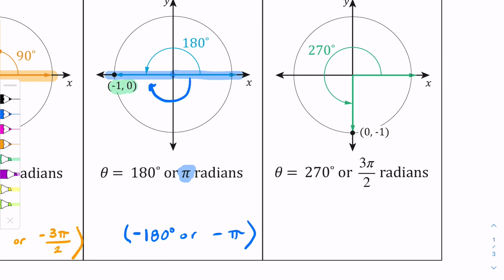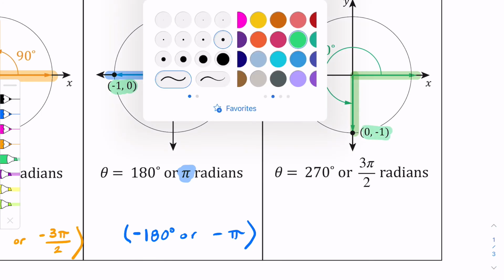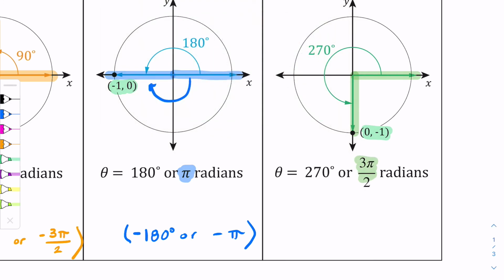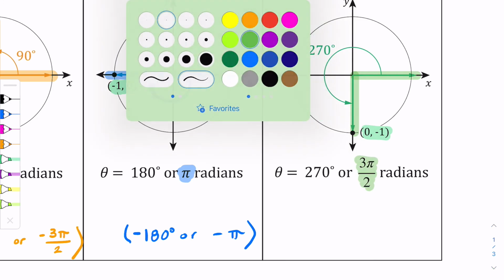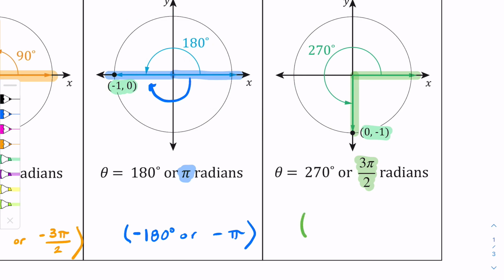And lastly, if you graph initial side at the positive x-axis, terminal side on the negative y-axis, you're looking at a 270-degree angle with a point located at 0, -1. This is comparable to 3 pi over 2 radians. And if we were to write this as a negative, so meaning if we start here and go to this point, we're at -90 degrees or -pi over 2.